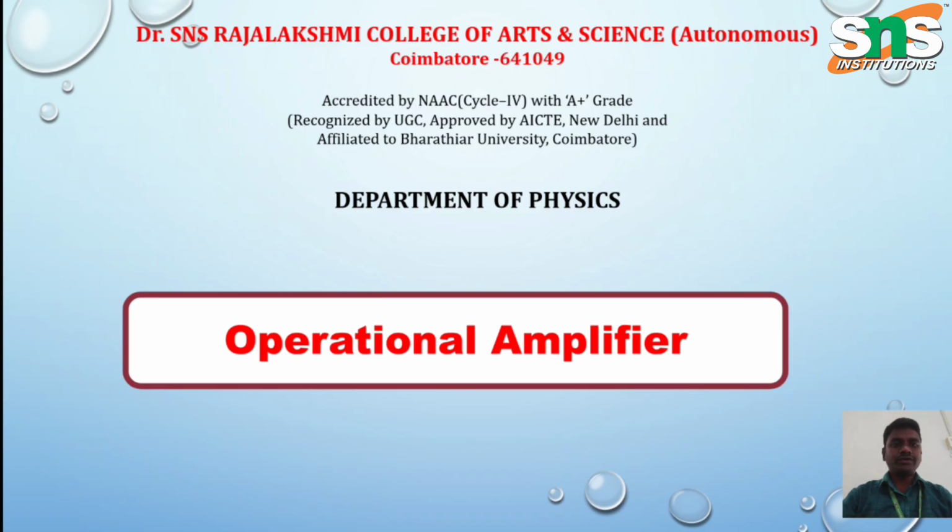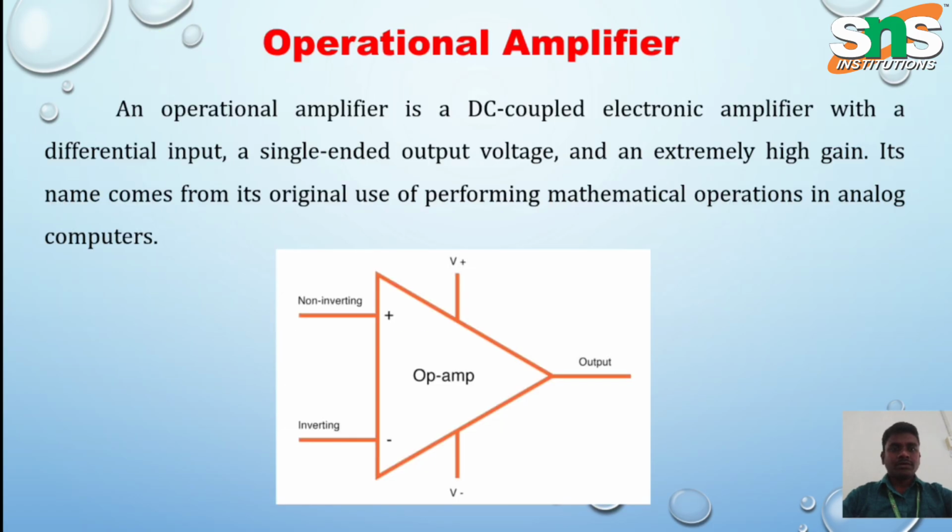So today in this video we will discuss in detail a video lecture on the operational amplifier. Simply we can call it an op-amp. This operational amplifier is made up of an IC, that is an integrated circuit, with a combination of many transistors. An operational amplifier is a DC coupled electronic amplifier with a differential input, a single-ended output voltage, and an extremely high gain.